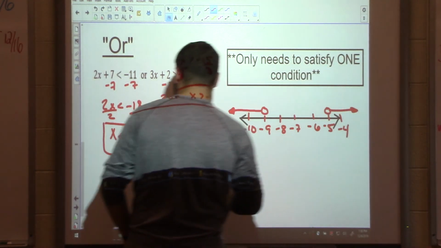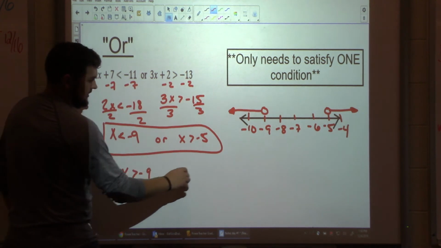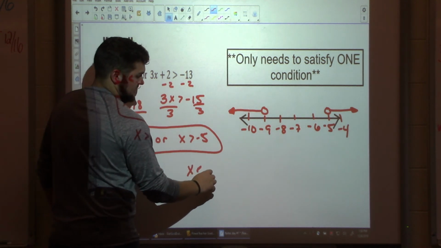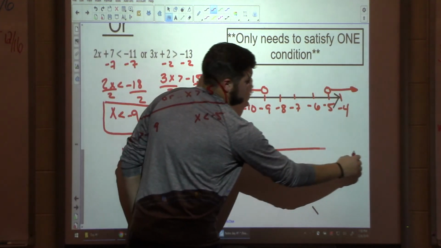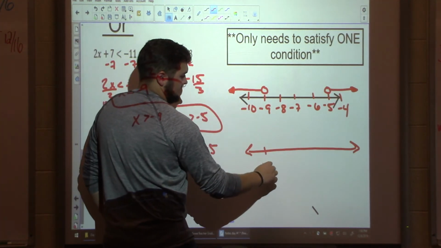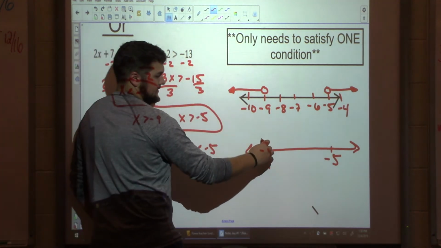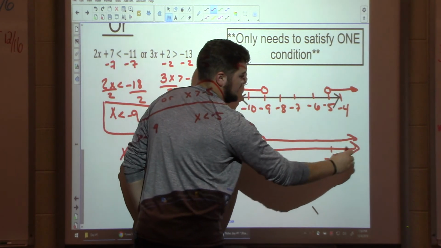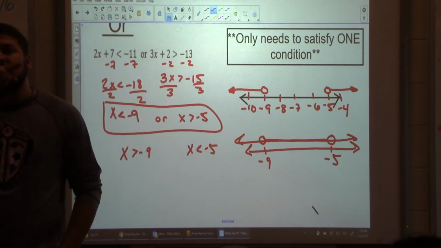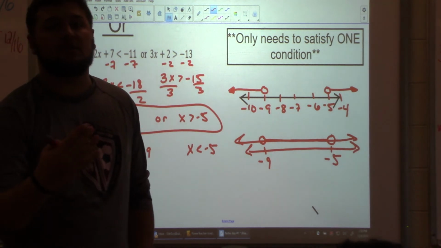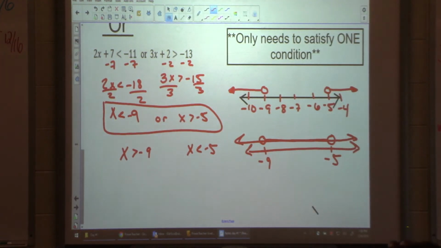So like, let's say it was x is greater than -9 or x is less than -5. Then when I go to draw my graph, I have -9 greater than, -5 less than, and it's just an arrow across the whole thing. That's the only other type of or statement we should see. Are we going to see any of those? We might.